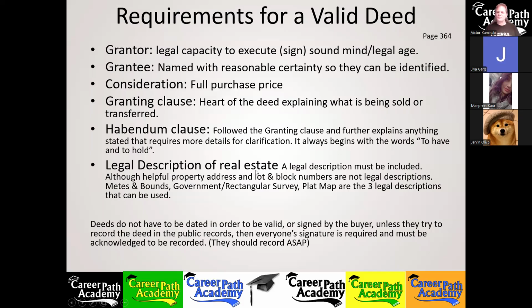And then the legal description of the real estate, which we learned about early in this chapter, which is the metes and bounds, the government or rectangular survey, and the plat map. Those are the three legal descriptions of land. Your address of your property, while it may be useful in describing what we're talking about, is not considered a legal description of land.